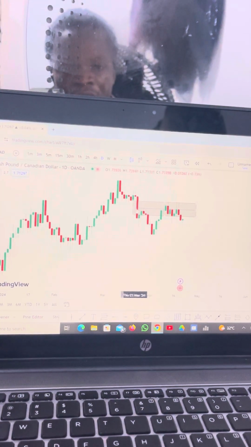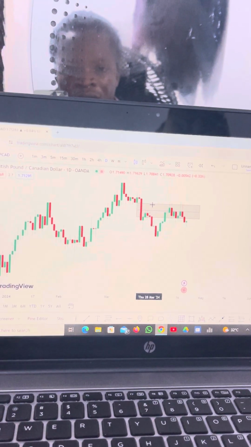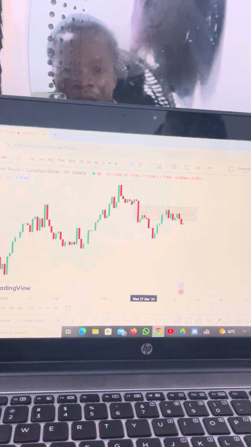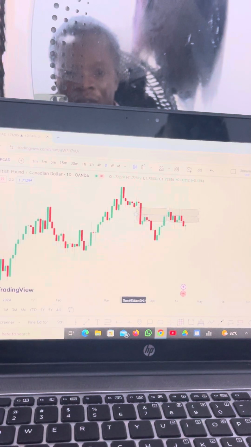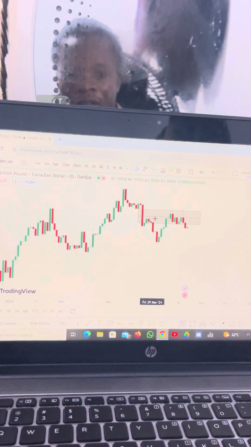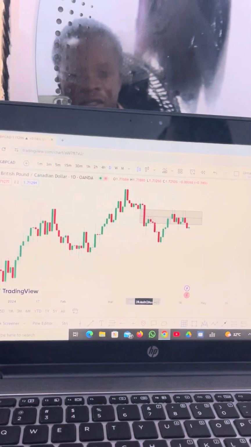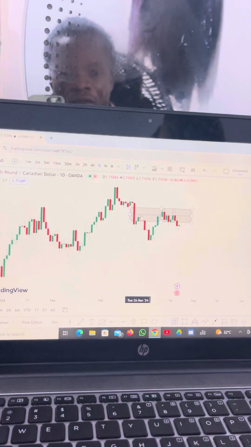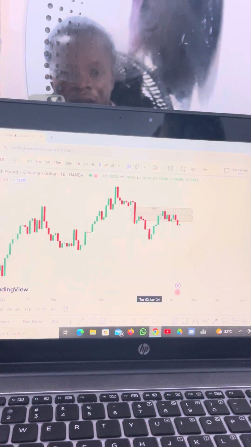it to either take out this fair value gap and then go to this other block, or give me 50% of that fair value gap. This line here is the 50% of this fair value gap.